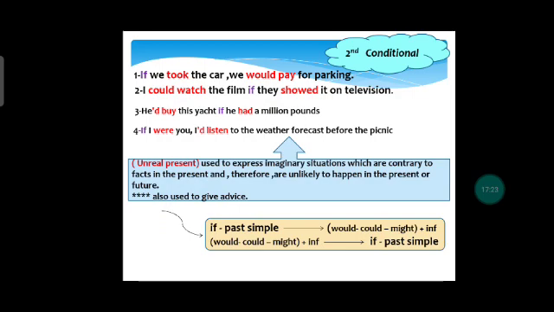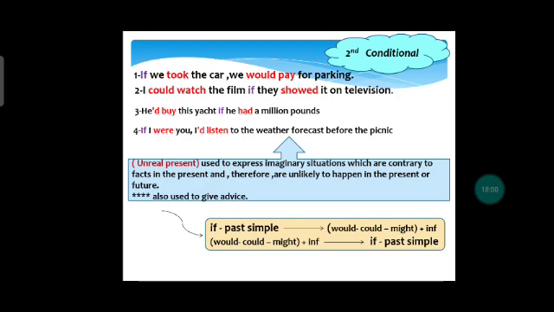If I were you, I'd listen to the weather forecast before the picnic. Means you should listen to the weather forecast before the picnic. Means you'd rather listen. Means you'd better listen. Means I advise you to listen to the weather forecast before the picnic. Okay? All these are forms of giving advice, whether with should, you'd rather, you'd better, I advise you, or if I were, I would.